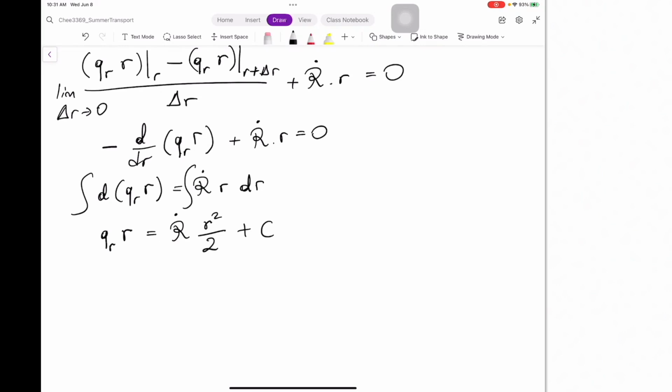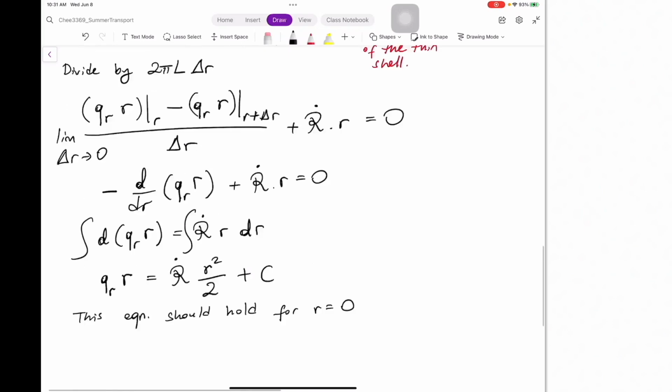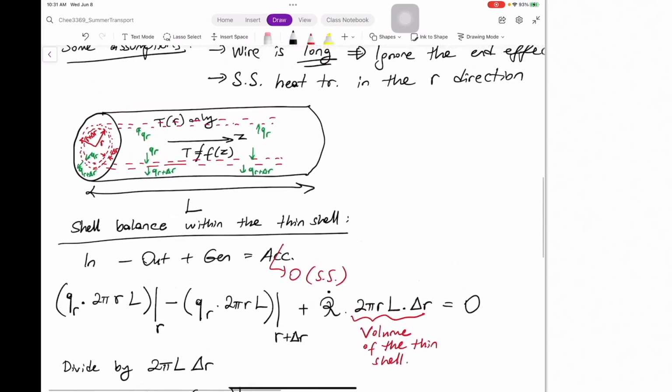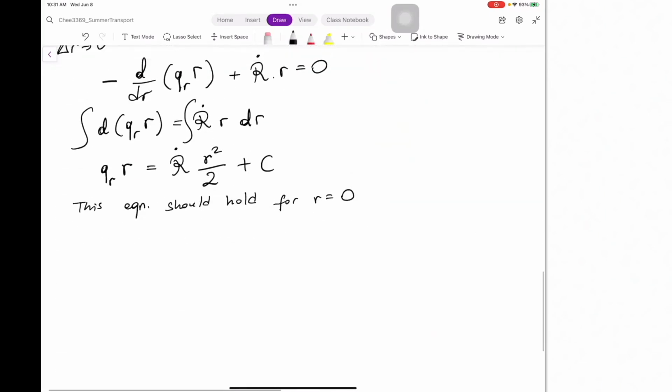And one thing you actually can say is this equation should hold for r is equal to 0. So that means r is equal to 0 is in your boundary, right? This is not a hollow cylinder, it's just a solid cylinder. So r is equal to 0 is in your domain. So you are allowed to plug in r is equal to 0. For r is equal to 0, q_r must be finite.